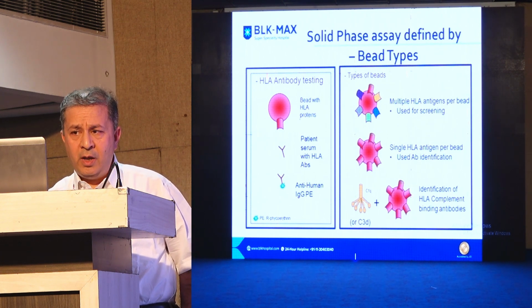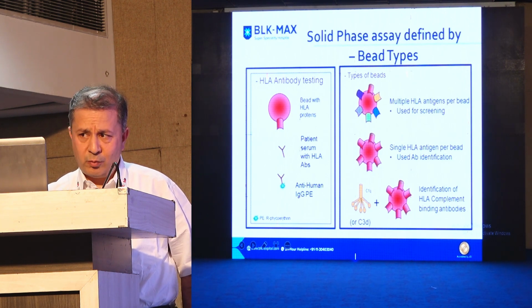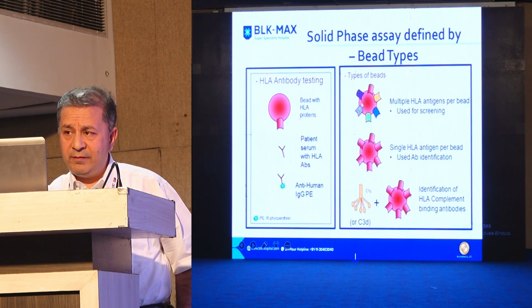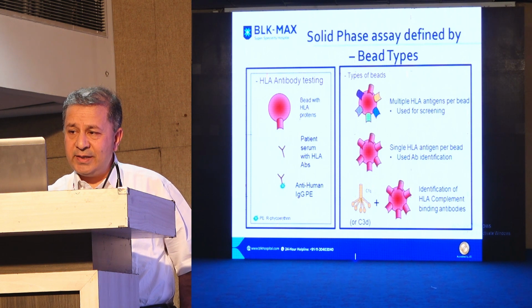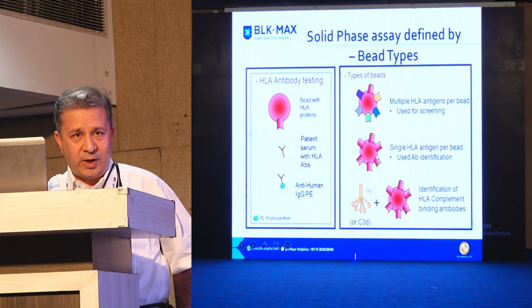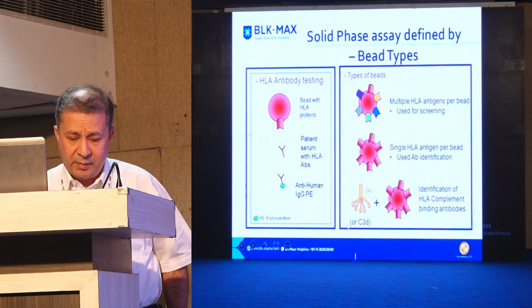So for example, if you have a bead with HLA proteins, you will be able to identify anti-HLA antibodies. If you use a bead in which you have multiple HLA antigens, then you will use it for a screening. If you have a single antigen on the bead, then you will do it as a single bead assay. And if you are adding complement to it, you can do a complement-based assay.